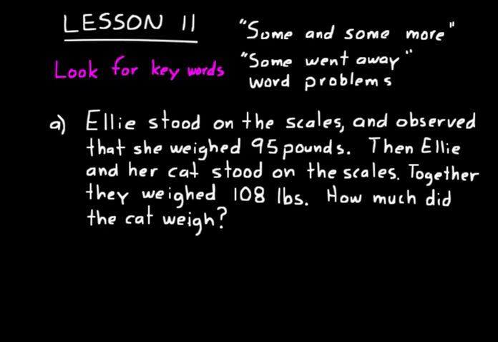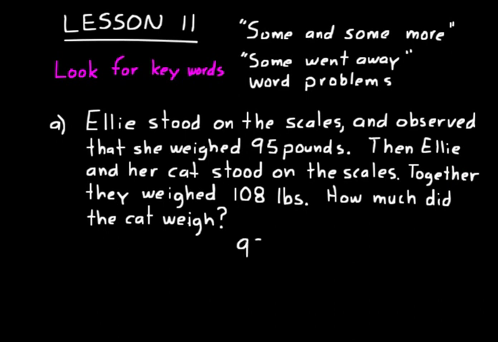So look for key words in this problem. Like together, that's a key word in this problem. Together, they weighed 108 pounds. There's only two kinds of problems we're working with right now, addition and subtraction problems. What does the word together make you think of? Does it make you think of subtraction or addition? Well, for me, that makes me think about addition. So let's add the 95 pounds and the cat equals 108. So let's go ahead and do that.